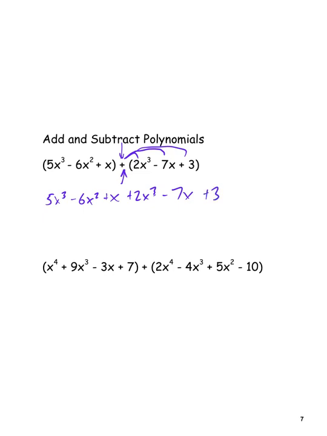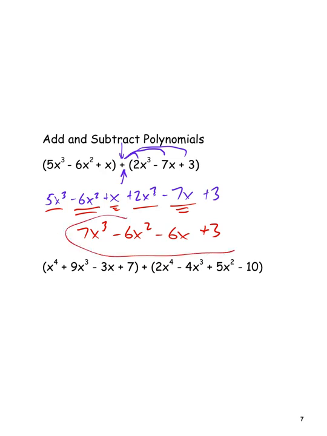So now we rewrote it, and it looks just like a string of values where we need to combine like terms now rather than two polynomials. And so when we combine like terms here, what we have is 5x cubed and 2x cubed gives us 7x cubed. We have negative 6x squared is the only x squared term. Okay, we have a positive x and a negative 7x, that would be a minus 6x. And then we had that plus 3 at the end. So again, we're just combining those like terms and getting that final polynomial.